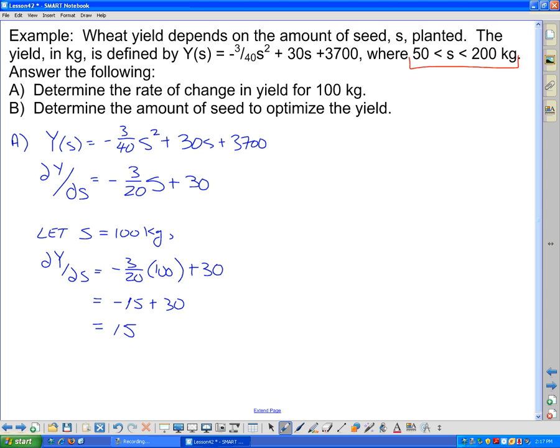So it's 15. Now let's talk about the units. The units are very important. So yield is measured from the question in kilograms. And the amount of seed that we're putting on is in kilograms. Now, although it's the same unit of measure, it's not measuring the same thing. So we need to put it as kilograms per kilogram.